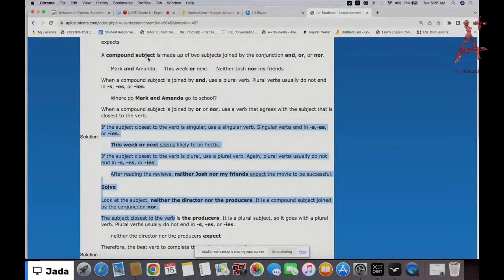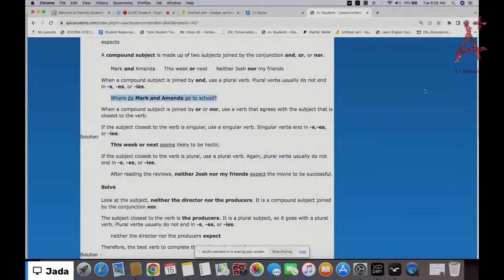When a compound subject is joined by "and", use a plural verb. So whenever you see "and" in the sentence and it's a compound subject, you use what? A plural verb. That is, "Where do Mark and Amanda go to school?" Because of the "and" there, you're not going to use a verb with es or ies. You're going to use a plural verb because "and" signifies that it is plural.